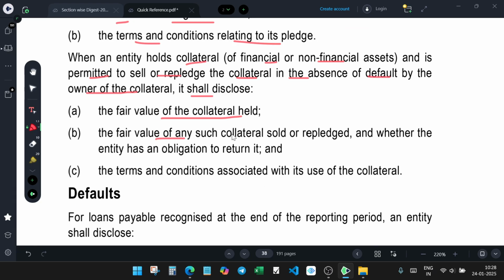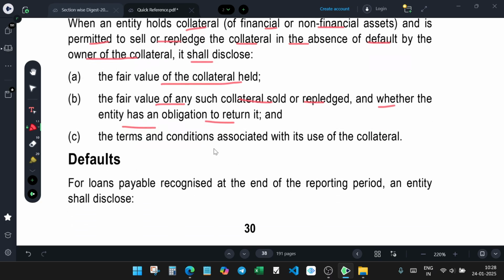The fair value of any collateral sold or pledged, and whether the entity has an obligation to return it. Sometimes you have an asset that you got from a person to whom you gave money. Now you need some money, so what can you do? The same asset can be given as a pledge to someone, and you get the money. So this is the fair value, along with the terms and conditions associated with the use of this collateral.